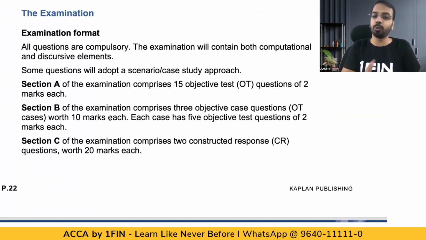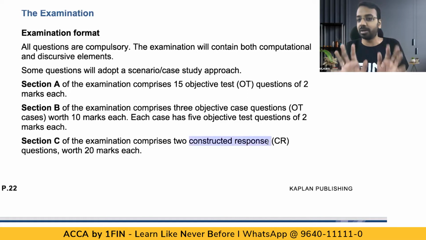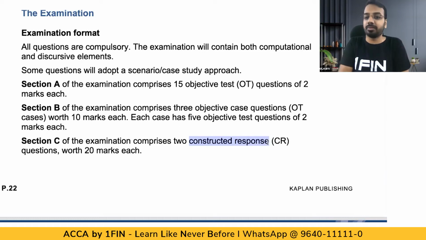Sorry, 5 into 2, 10 into 3, 30. So 30, 30. And the last one is a constructed response. Now, when we say a constructed response, these are not objective types. You would not be given options. You have to construct. Maybe you have to prepare a financial statement. Maybe you have to prepare a cash flow statement, and all of it is computer based.